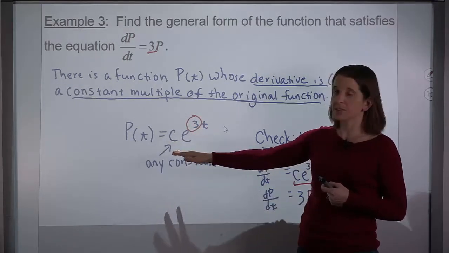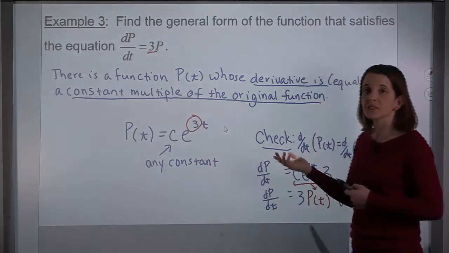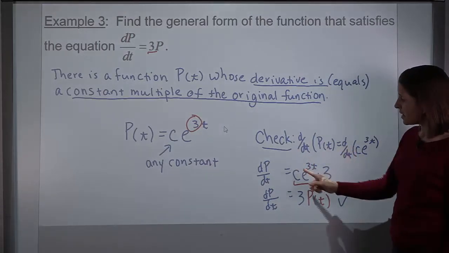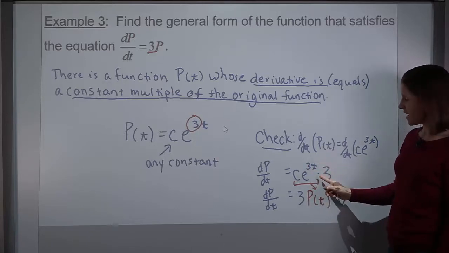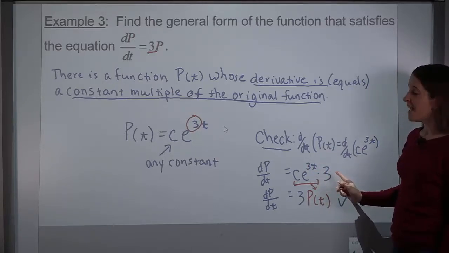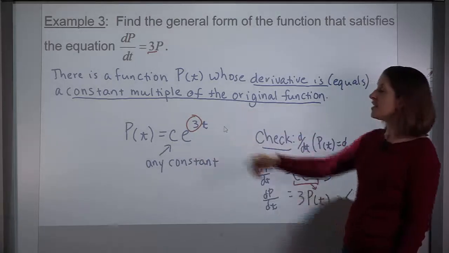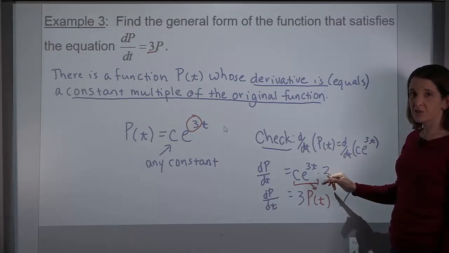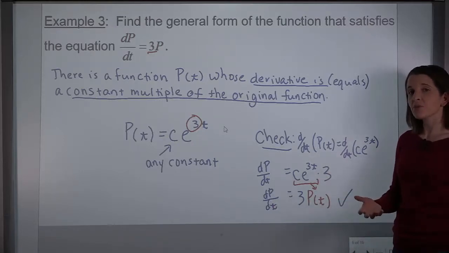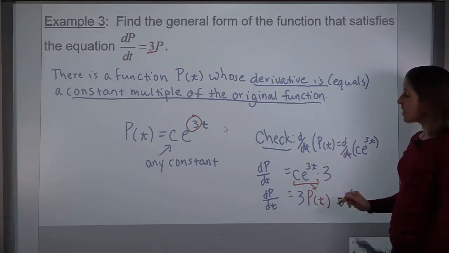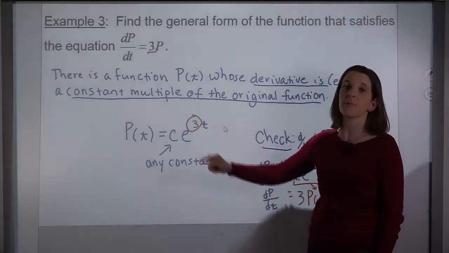So if this is the right answer, I should be able to take its derivative and see that it's 3 times this answer. So what is the derivative of this function? c is a constant that stays. The derivative of e to the 3t is itself times the derivative of the exponent. And c e to the 3t was our proposed function, p of t, that we think is the answer. And we do indeed get that the derivative would then simply be 3 times it. So because of how the chain rule works with exponentials, that is why that constant multiple that they told me about ends up being that multiple up in the exponent.